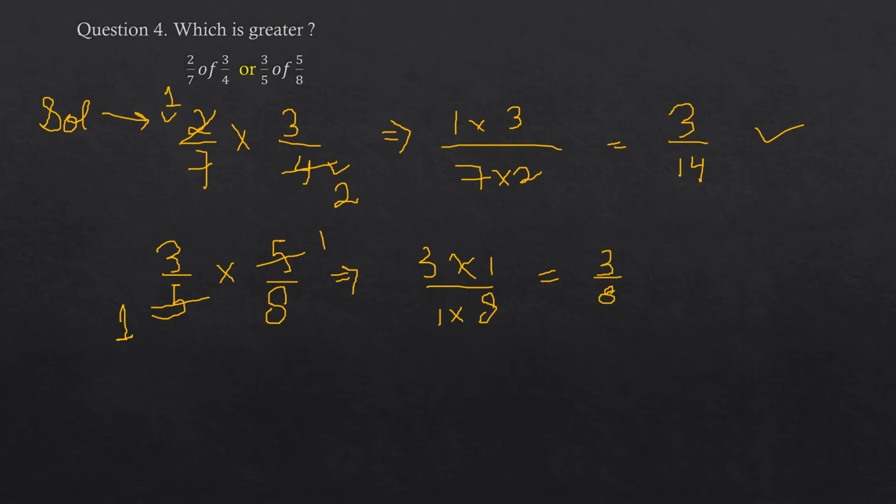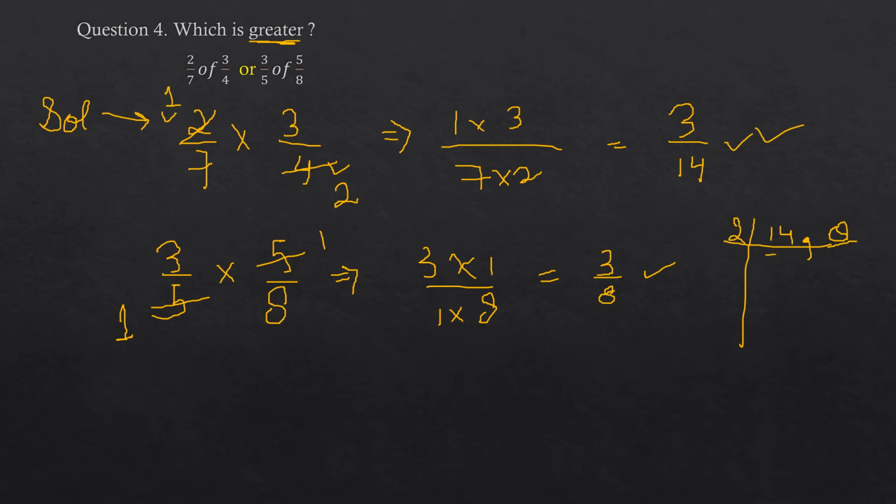Now we have to tell which is greater, so we have to compare them. We have seen how to compare two unlike fractions. First of all, we have to convert these unlike fractions into like fractions, and for that we need the LCM of 14 and 8. So we will get the LCM.